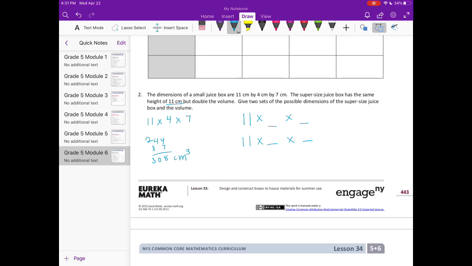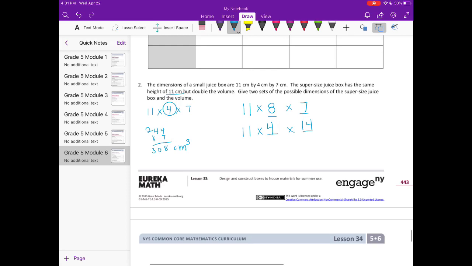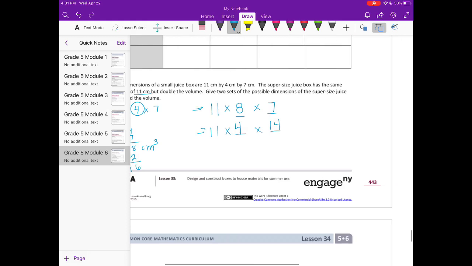twice. So the way I can do it is I can either double the length times width. So I'm going to make that 8 instead, leave this as 7. Or I could leave the width alone and double the length. So make this 14. So when I multiply those, we should get double of 308. So times 2, let's just make sure we're correct here. We should get 616 if we multiply these two together.